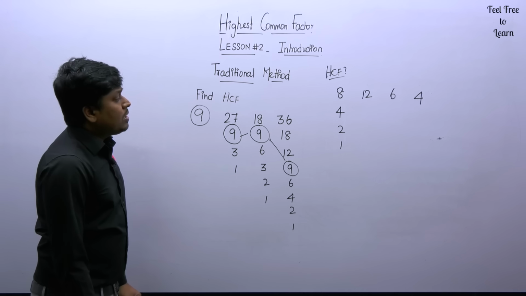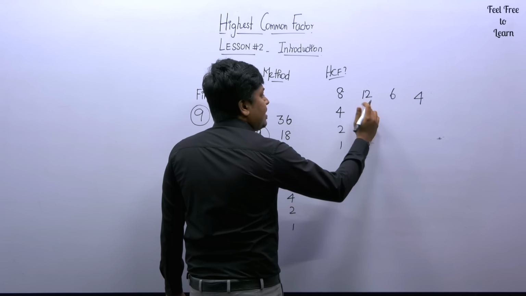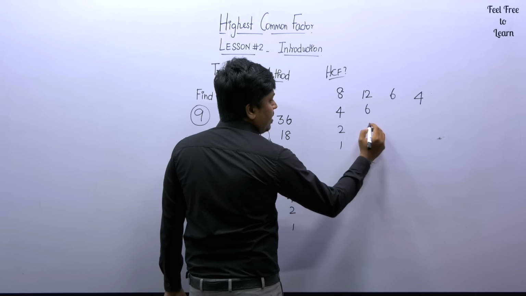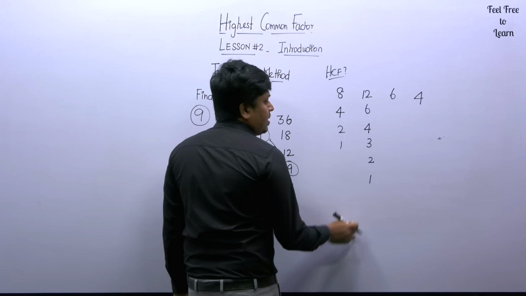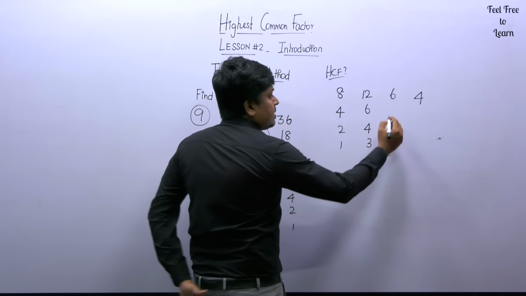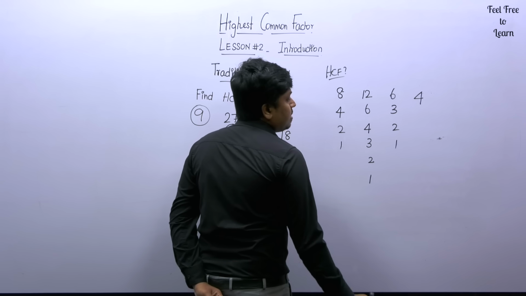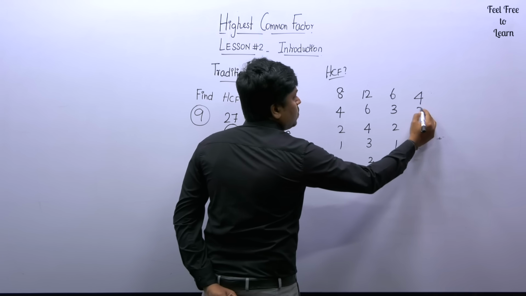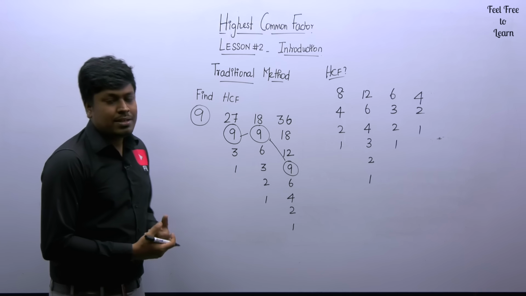So next let me move to the number 12 and write down the factors here. 6 times 2 is 12, 4 times 3 is 12, so 3, 2 and 1. Got it? So these are the factors of 12. Let me move to the third number, that is 6. 3 times 2 is 6, 2 times 3 is 6, 1 times 6. Next will be 4: 2 times 2 is 4, 1. So finally we have written down all the factors for the given numbers.